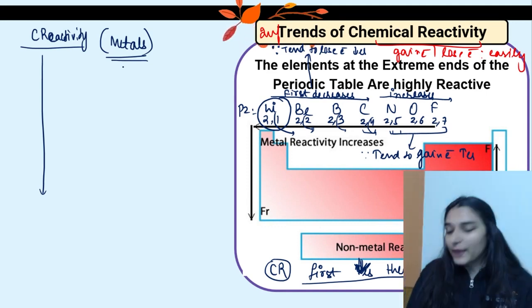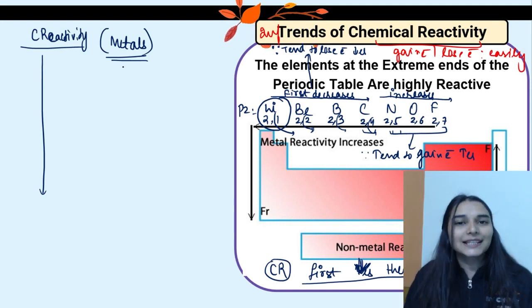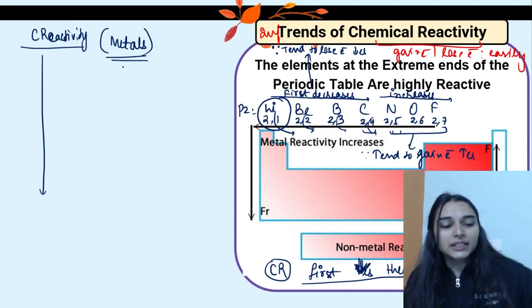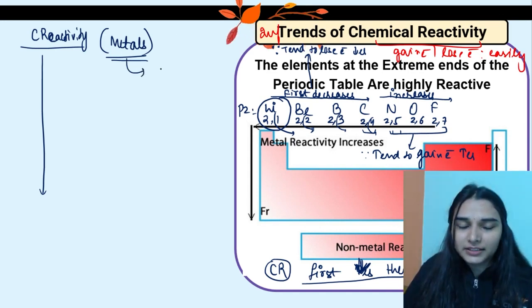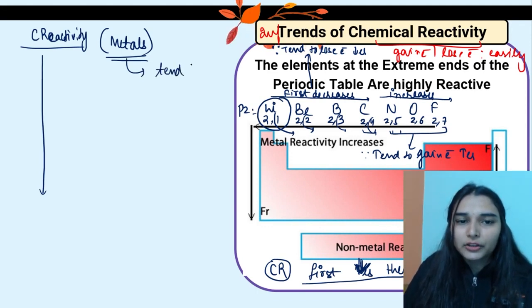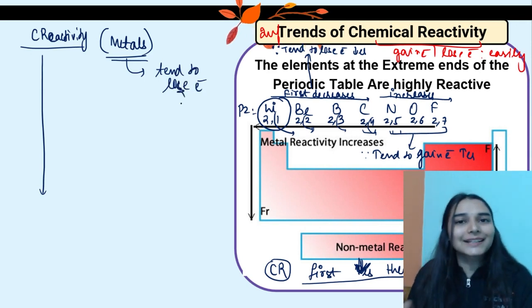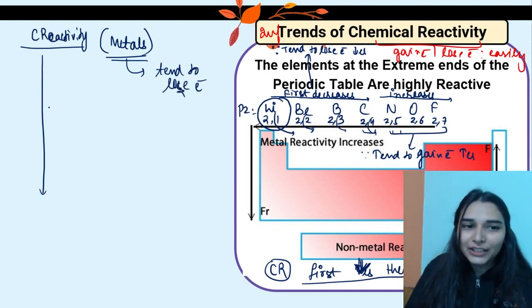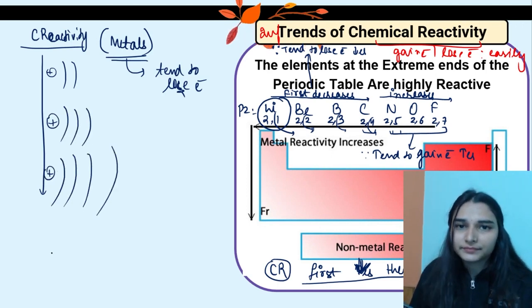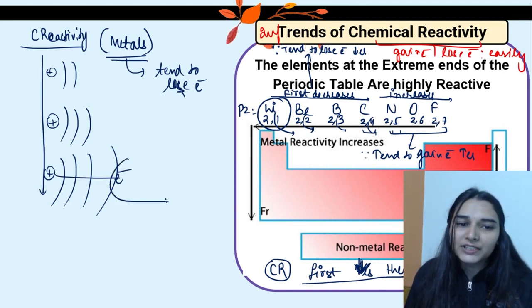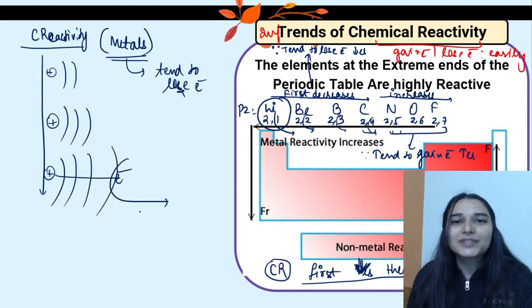So how do you say a metal is more reactive? If a metal is easily able to lose electrons, it is more reactive. So chemical reactivity of metals is defined in accordance with their tendency to lose the electrons. If a metal loses electron easily, it is more chemically reactive. And we know top to bottom जब हम जाते हैं, number of shells are increasing, है ना? Number of shells are continuously increasing. So what happens? The effective nuclear charge decreases.